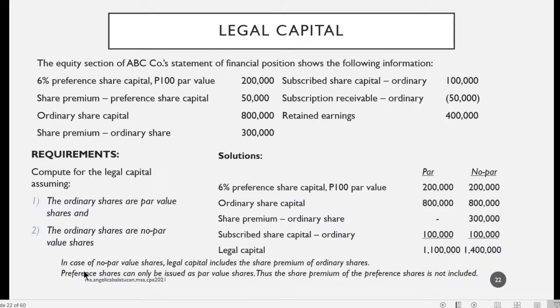So, we need to take note that preference shares can only be issued with par value. That's why the share premium is not included for the preference share, because it cannot be called no par. So it is limited to its par value. So no par is applicable only to ordinary shares. Okay, so the share premium on ordinary shares is what can be included in the legal capital when we talk about no par ordinary shares.